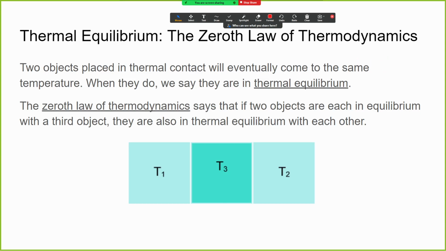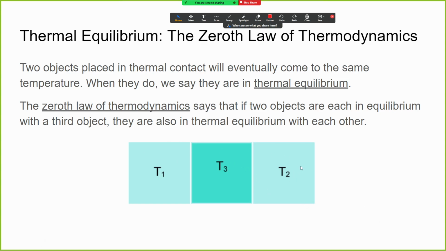Okay. So the zeroth law of thermodynamics, and again, this one was always silly to me when I learned about it in chemistry, because it was kind of like, isn't this obvious, but maybe it's not. Two objects placed in thermal contact with each other will eventually become the same temperature, and when they do, we say that they are in thermal equilibrium. The zeroth law of thermodynamics says that if two objects are in equilibrium with a third object, that must mean they're in equilibrium with each other. So basically, if T1 is equal to T2 and T2 is equal to T3, then T1 must be equal to T3.